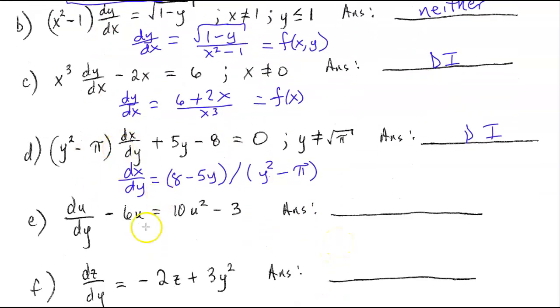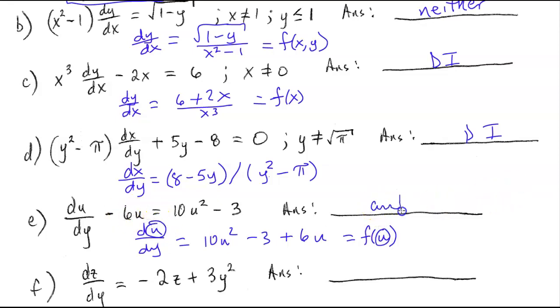So for example E, I could rewrite this as du over dy is equal to 10u squared minus 3 plus 6u. And all of this is defined as a function of u, same as what this is up here. So this would be an autonomous equation.